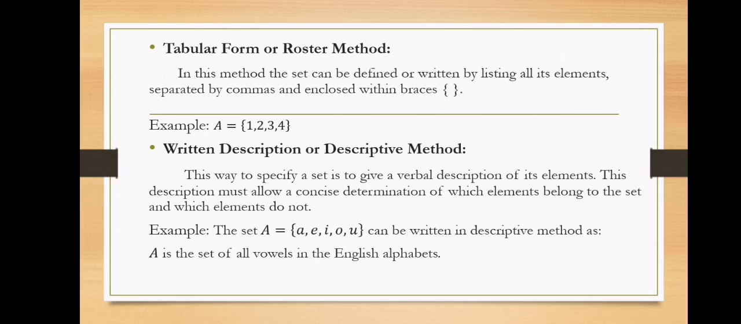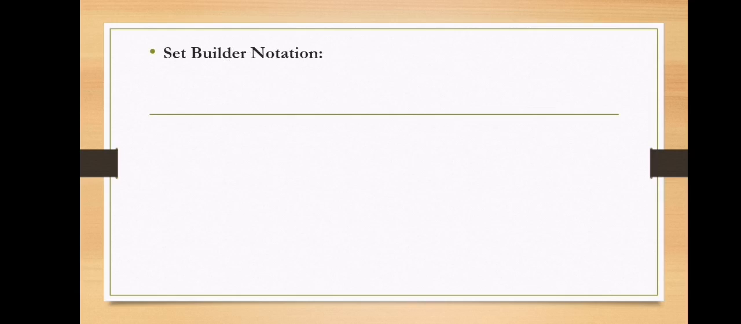For example, the set A = {a, e, i, o, u} can be written in descriptive method as: A is the set of all vowels in the English alphabet. Now, set builder notation is one of the very important methods of writing a set. It can also be considered a symbolic representation of a set.